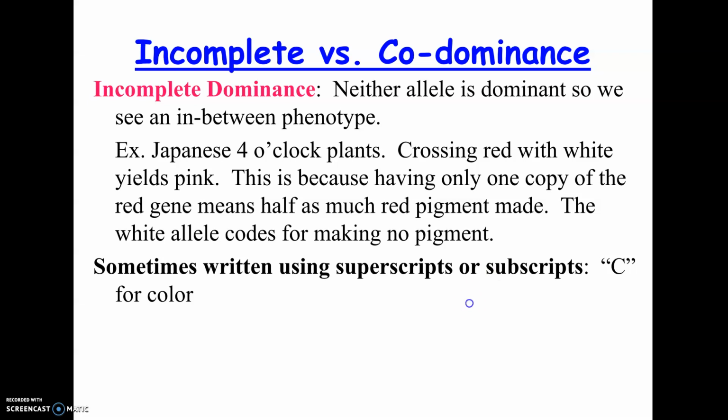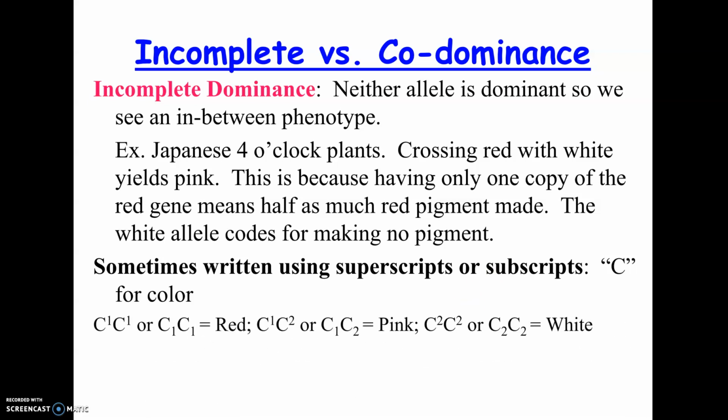So bottom line, if you see a trait with incomplete dominance, you're going to do the same kind of Punnett squares, but one thing you may notice, especially if you see this on a test, is that they may use superscripts or subscripts instead of a capital letter and a lowercase letter. Since having a capital letter implies that the capital is dominant over the lowercase, in a lot of cases for these traits you might see something like this: C1 C1 for red, C2 C2 for white, and C1 C2 for pink, so that neither one of them really is dominant over the other.